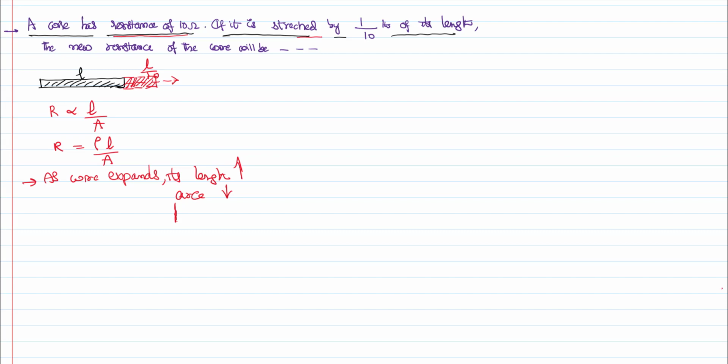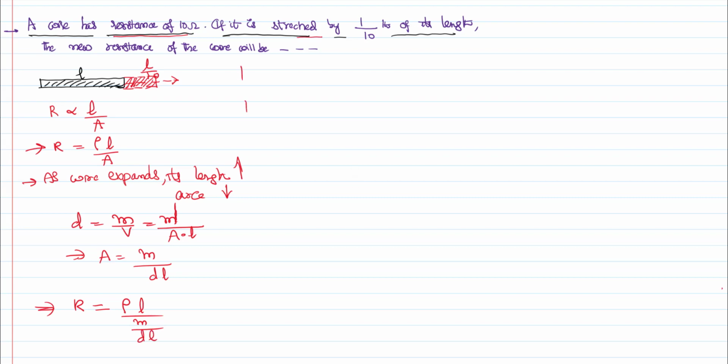So we'll eliminate that area and try to write that area also in terms of length using what? Density is equal to, I can put a formula, mass by volume. Mass by volume can be written like area into length. So instead of area, I can write mass by density into length. So our new formula will be resistance R equal to rho L, instead of area, mass by density into length.